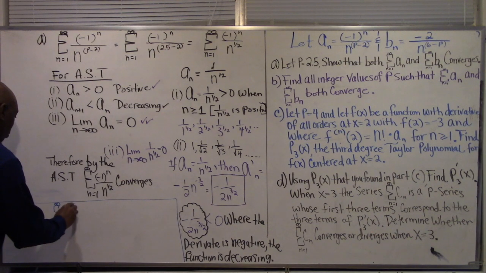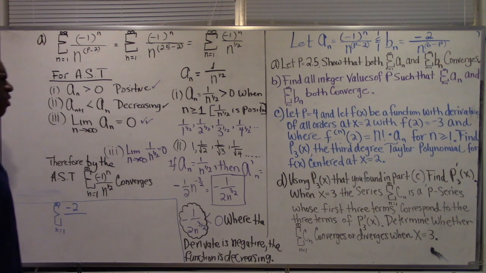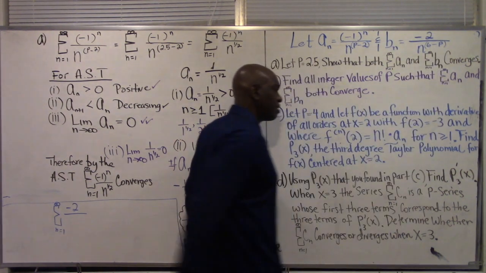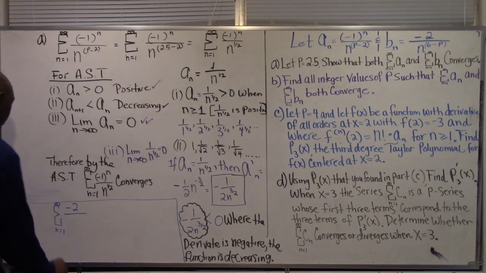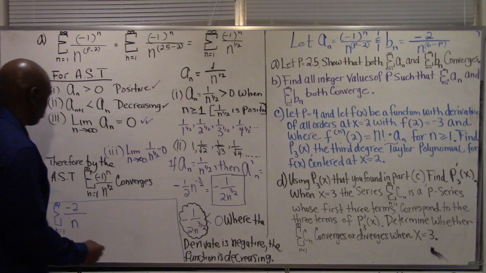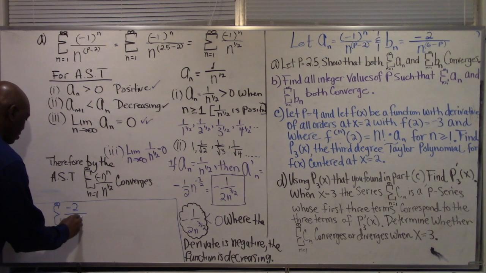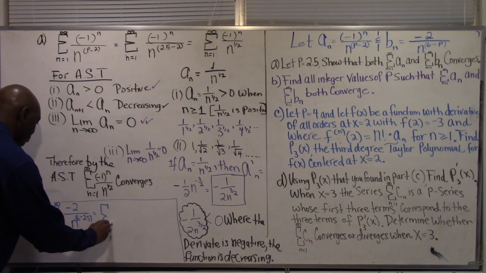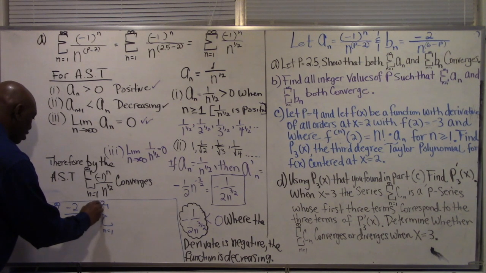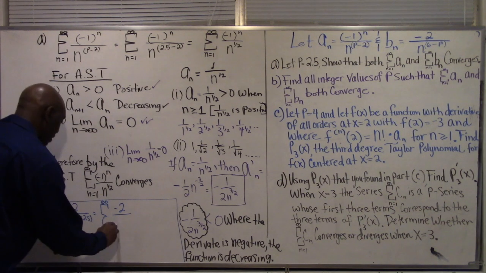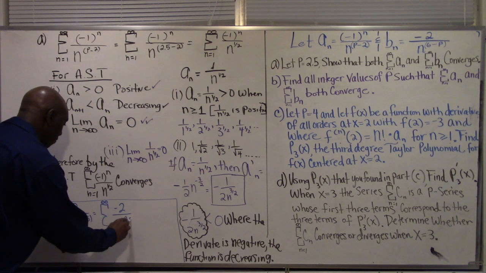We're going to have -2 over, go ahead and put 2.5 in for p. 6 minus 2.5. That's going to be n to the 6 minus 2.5, which is going to equal the series n equals 1 up to infinity of -2 divided by n to the power of 3.5.